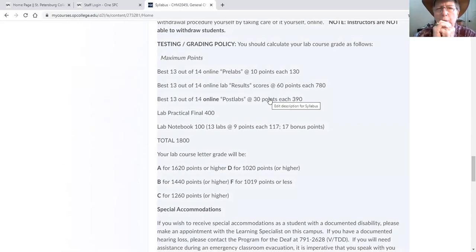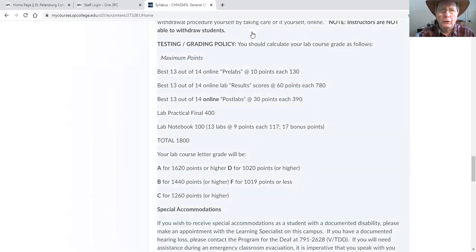All told, we have 14 laboratories we're doing this semester. You are going to take the best 13 or 14 pre-labs, the best 13 or 14 results, and the best 13 or 14 post-labs. They do not have to be from the same experiment. If you do the density pre-lab bad, you do the chromatography results bad, and you do the Beer's law post-lab bad, those particular grades will be taken away from you. Question?